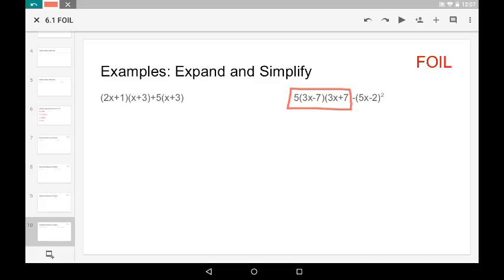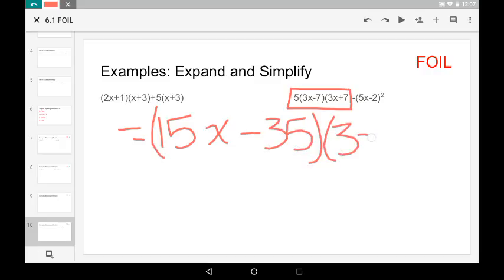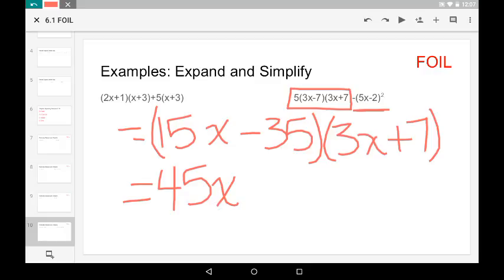Like I've mentioned already, there's 2 steps just to doing this part of it. You can multiply the constant with the first binomial so that you get 15x minus 35, and then multiply that by 3x plus 7. Let's just do this part. I'll come back to the second part. So 15x times 3x will give me 45x squared. 15x times 7, 105x.